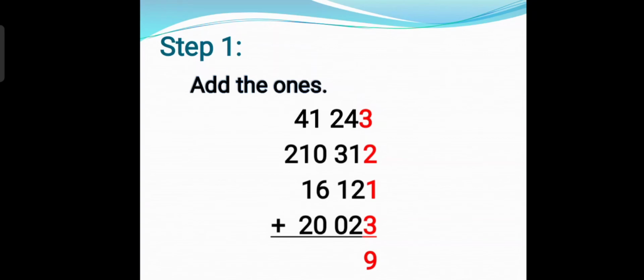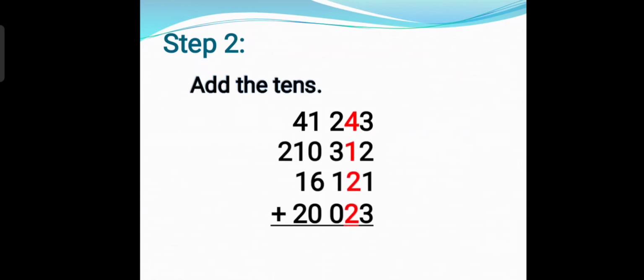Next, step 2, add the tens. What are the numbers in the tens place? We have 4, 1, 2, and 2. So we have 4 plus 1 equals 5. Then 5 plus 2 equals 7. Then 7 plus 2 equals 9. Let us put the 9 under all the digits that we added in the tens place.